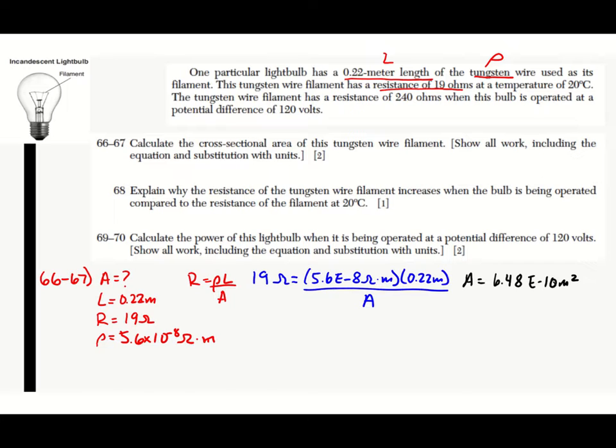All right, number 68. Explain why the resistance of a tungsten wire filament increases when the bulb is being operated compared to the resistance of the filament at 20 degrees Celsius. Why does it increase? Well, let's say we connect it to the circuit and the bulb is now turned on. What do you usually feel? You feel heat. So when the circuit's turned on, there is heat being radiated and higher temperatures lead to higher resistance. So if you want to explain this in the most concise way possible, you could just say the temperature has increased.